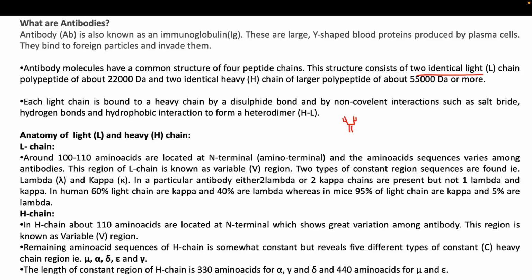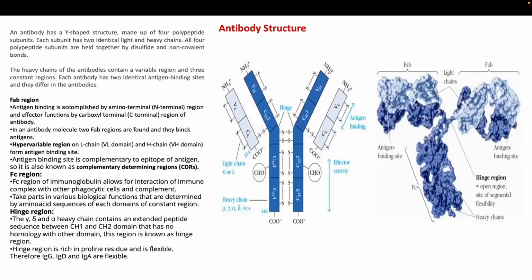The length of the constant region of the heavy chain is 330 amino acids for alpha, gamma and delta, and 440 amino acids for mu and epsilon, that is IgM and IgE. These are longer than the other three types of antibodies because they have an extra constant region. So this is the structure of antibodies.